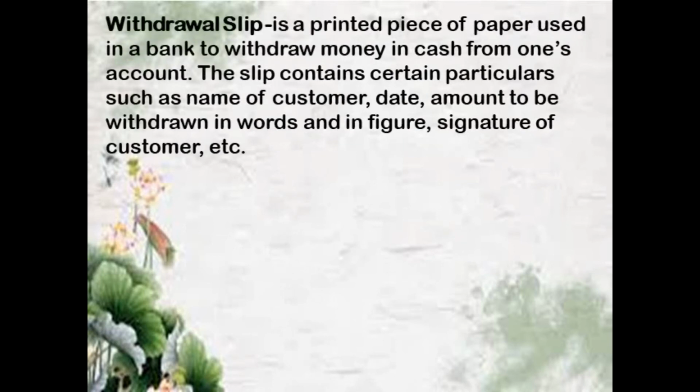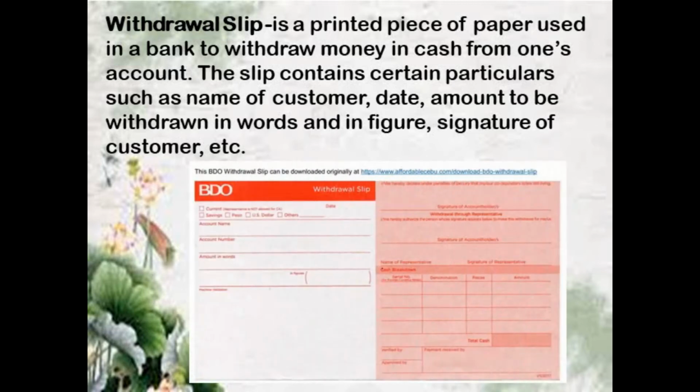Next one is withdrawal slip. It's a printed piece of paper used in a bank to withdraw money in cash from one's account. The slip contains certain particulars such as name of customer, date, amount to be withdrawn in words and in figure, signature of customer, etc. This is an example of withdrawal slip.